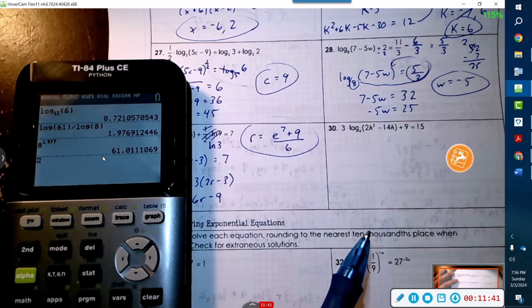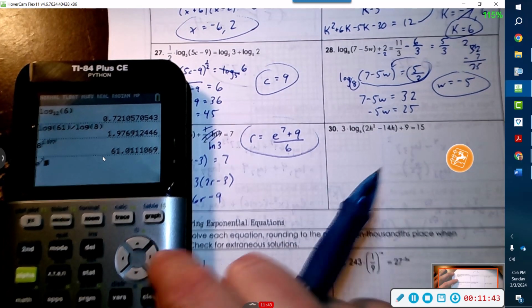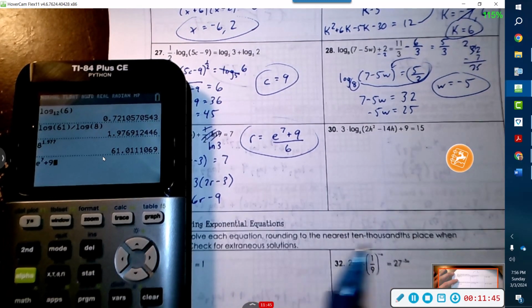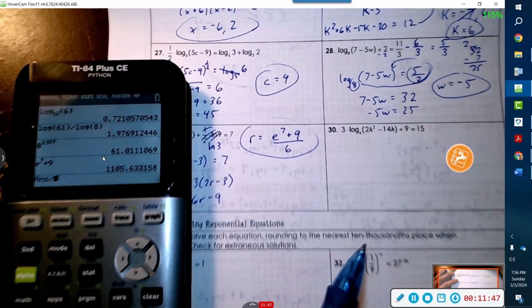E to the 7th. My dog is drinking water like he's never had it before behind me.